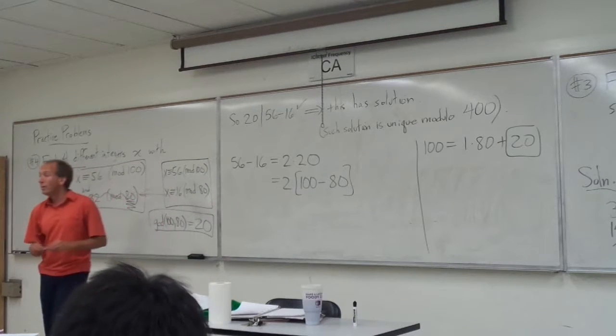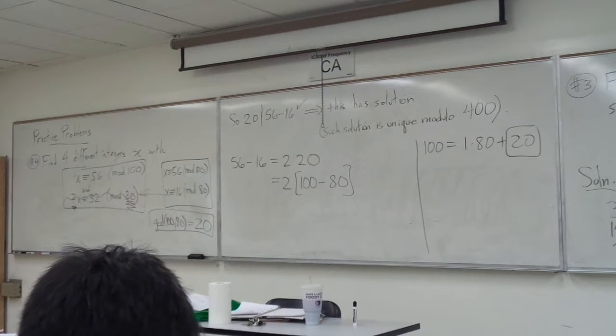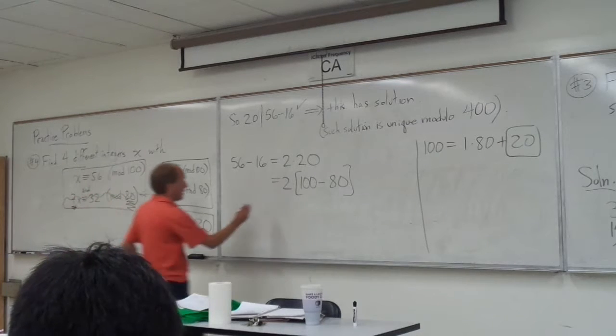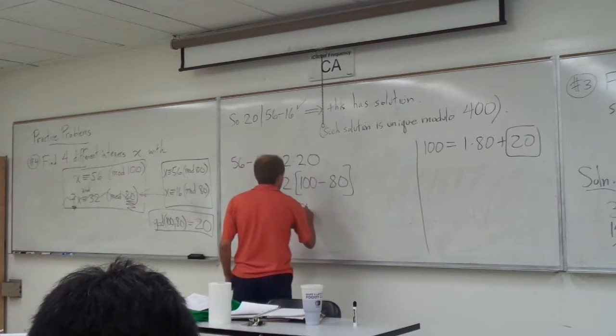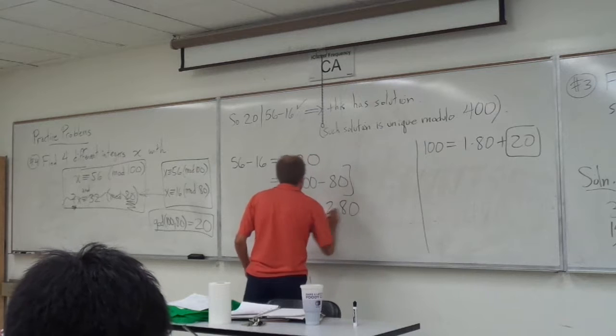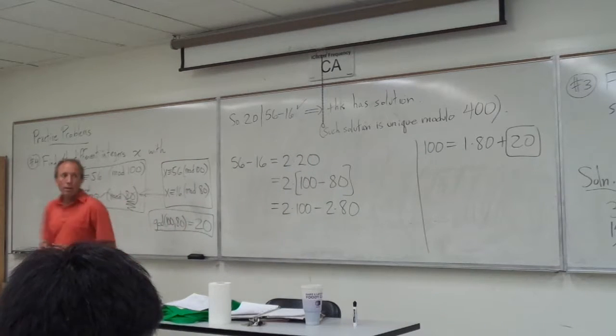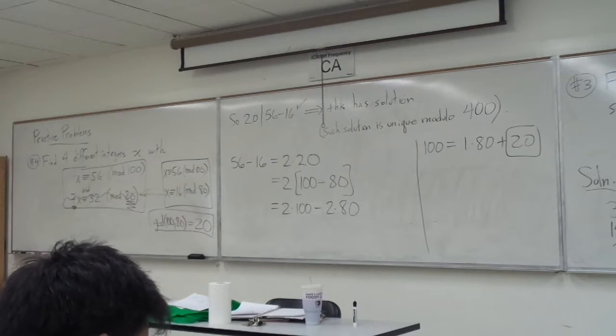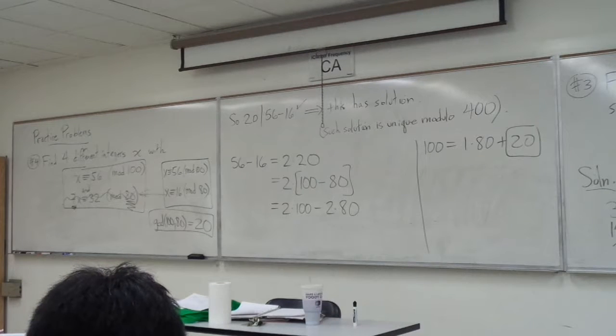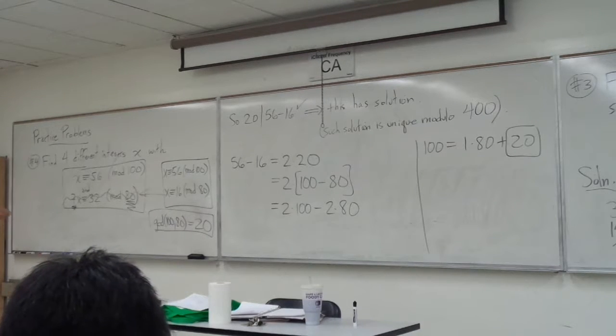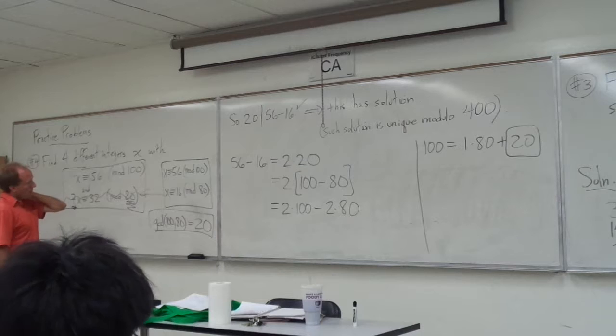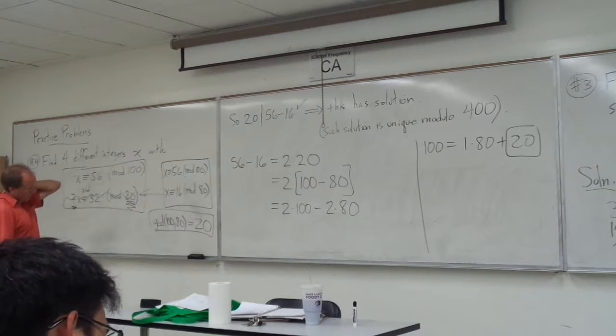Are we good so far? All right, and then okay, so let's actually multiply this out. So this is 2 times 100 minus 2 times 80. What we need to do is basically rearrange the equation so that, let's see.